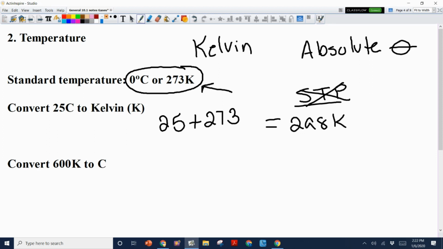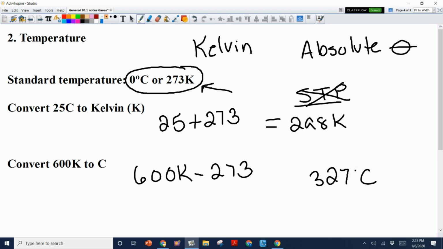And vice versa, if you work out a problem and you're trying to find a temperature, if you do get your answer in Kelvin and it wants to know the answer in Celsius, you're going to have to convert from Kelvin to Celsius. So you just take whatever the number is and subtract 273. Okay, and so that's going to give you your answer in Celsius. So 600 minus 273 is going to be 327. So that's 327 degrees Celsius on that conversion.